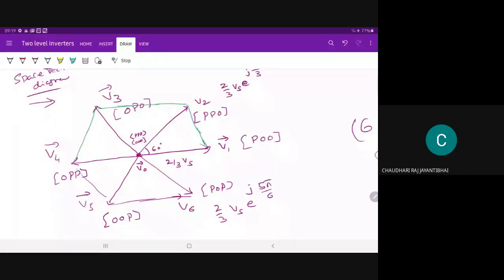Okay, you will get this kind of shape, right? If you connect all the endpoints of all the vectors, you will get this kind of shape. So we'll get some, what is this, hexagon, right? We get some hexagon.